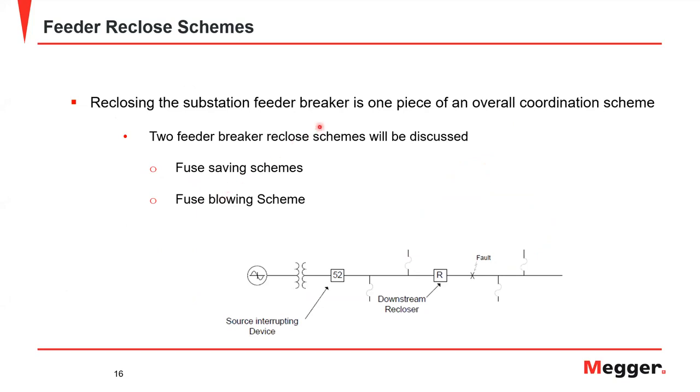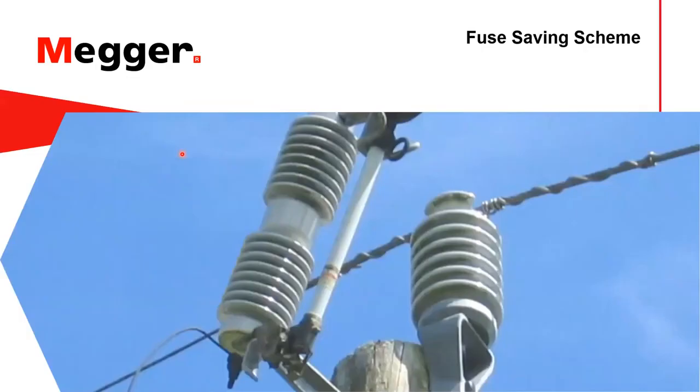So now we're going to talk about the 2 reclosing schemes. One of them is the fuse saving scheme, and the other is the fuse blowing scheme. I want to point out right to begin with that the difference in these 2 schemes is primarily the way in which the first instantaneous trip is handled. To some extent, it also covers the first reclose, but it's really the first instantaneous trip that matters. Okay. So let's go into fuse saving schemes.